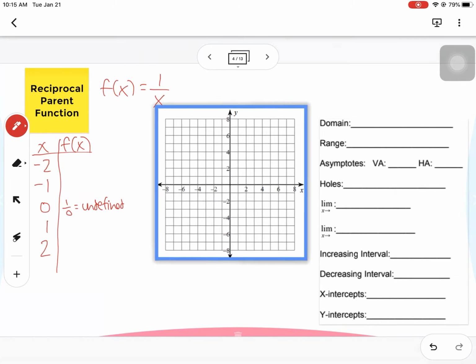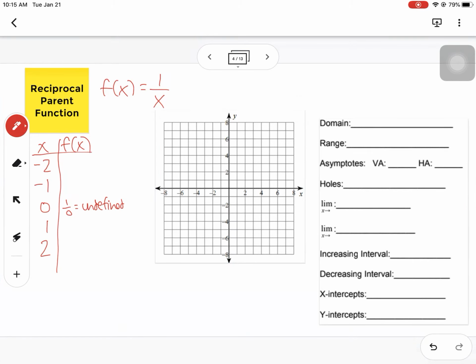So that's going to cause something interesting to happen on our graphs that we're going to talk about in just a minute. But if we type in the rest of these numbers, this does work. So 1 over 1 gives us 1. 1 over 2 gives us 1/2. 1 over -1 gives us -1. And 1 over -2 gives us -1/2.